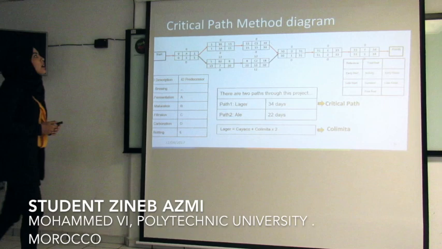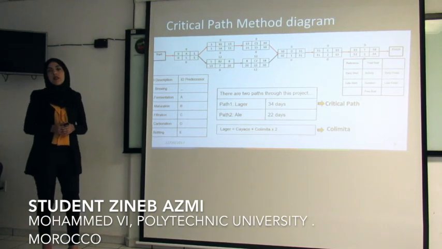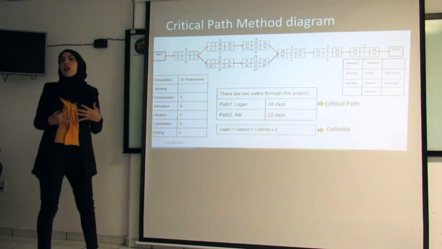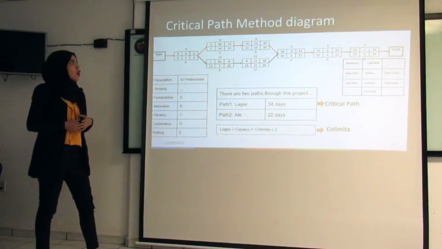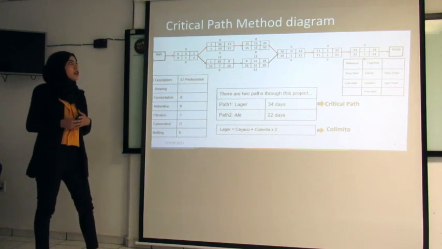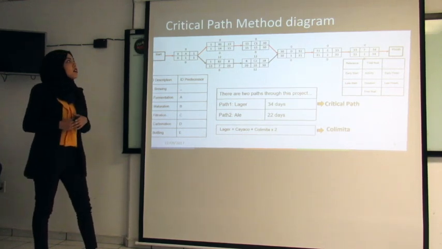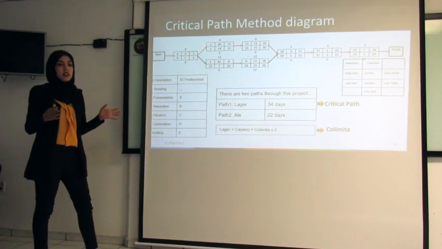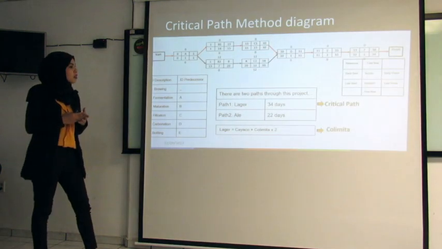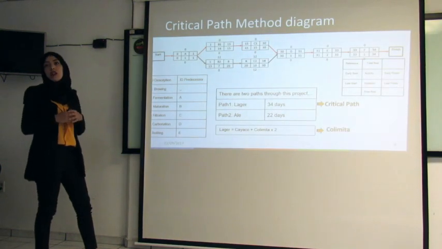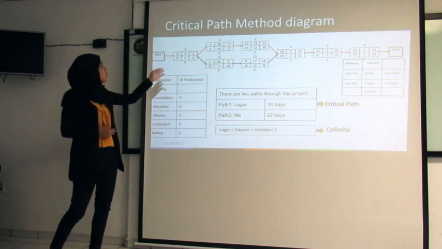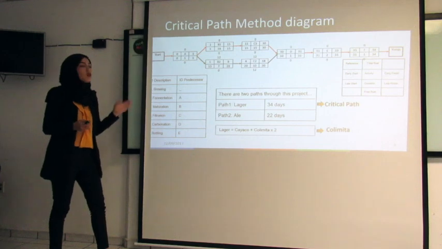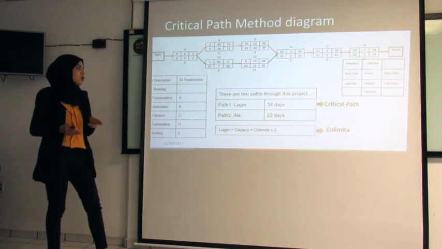In order to identify activities that are critical in terms of duration and that can affect the whole process of beer production, we've been using a critical path method, and this is the diagram. It's a method used to identify all activities used in the production process based on duration. As you can see here, we have two paths. The path number 1 relates to lager, and number 2 relates to ale.